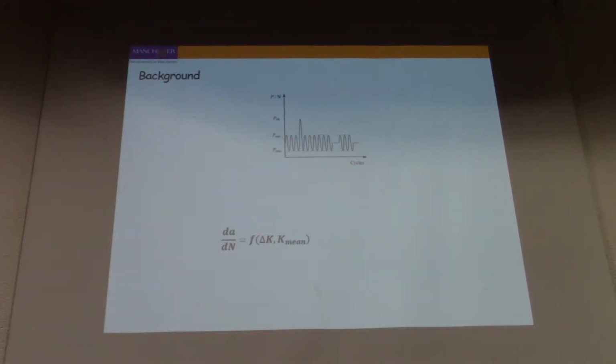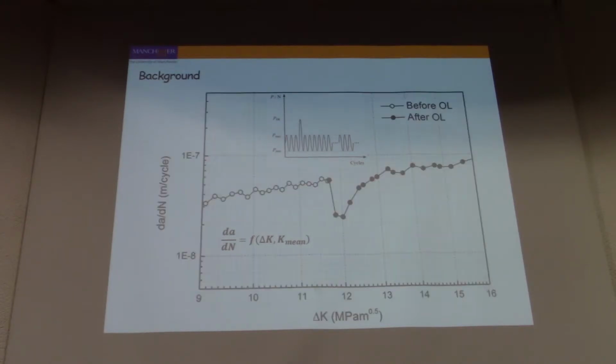So what is fatigue overload? Fatigue overload is a transient increase in the external load, seen here. So Pmax and Pmin are the maximum load and the minimum load for baseline fatigue. And so we know that the fatigue crack growth rate is a function of the stress range and the mean stress. So this is a characteristic crack growth rate after overload. We can say this decrease in the crack growth rate.